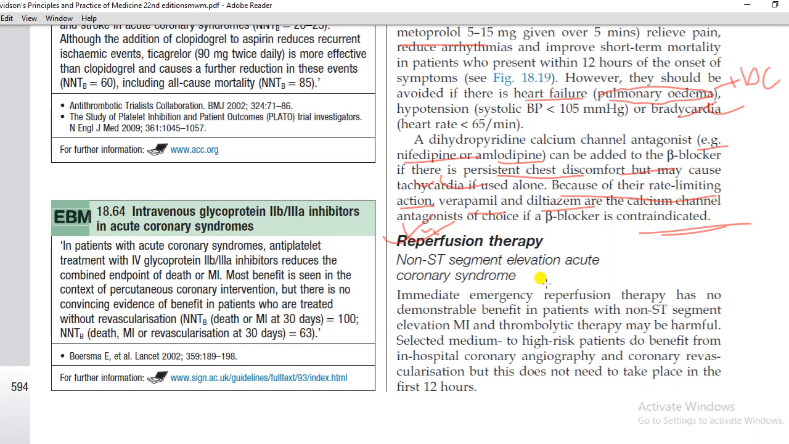So let's talk about the reperfusion therapy in non-ST segment elevation acute coronary syndrome.